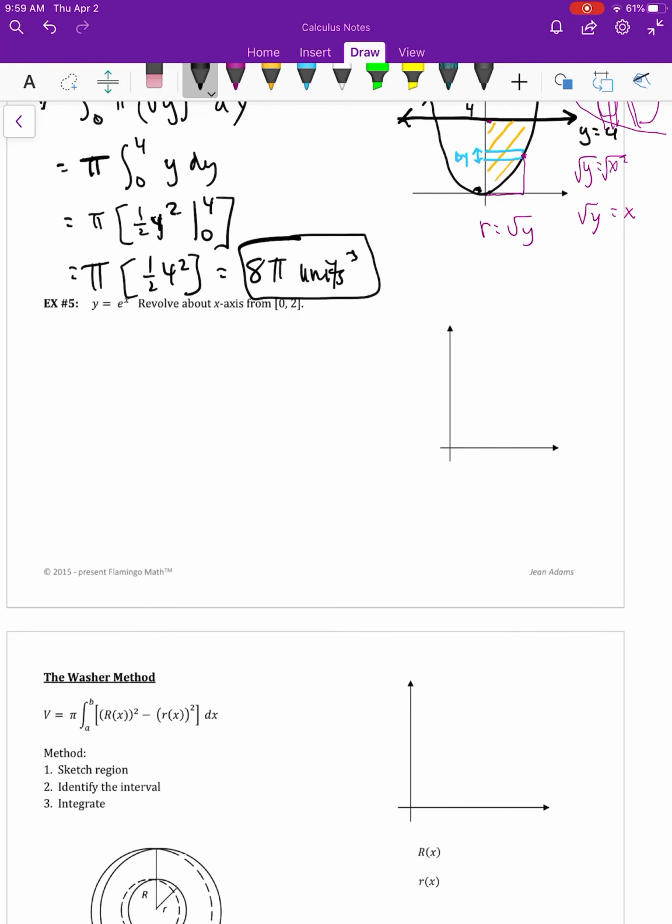So next one, y equals e to the x. So I'm going to sketch e to the x. I know that's 1.